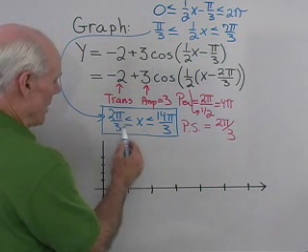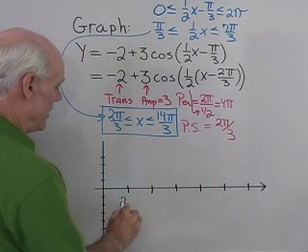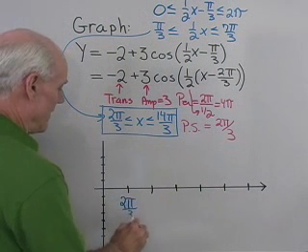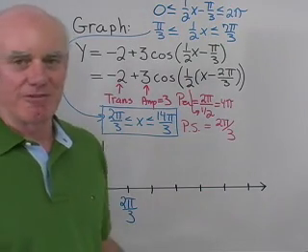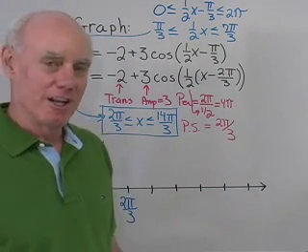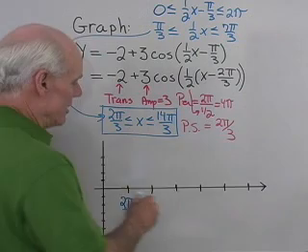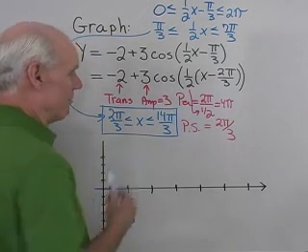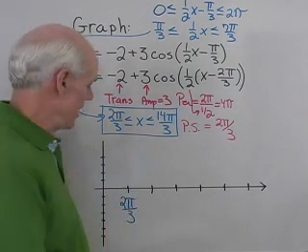I think I'll start with 2 pi over 3, that'll be right here. That's where this graph is going to start because it has a phase shift of 2 pi over 3. All right, let's see what happens now. I need to label this a little bit. I need to get out to 14 pi over 3, so let's just count.